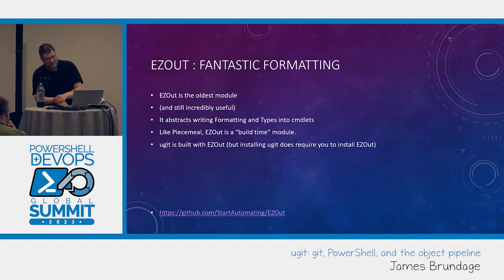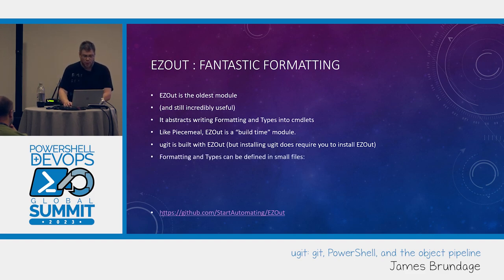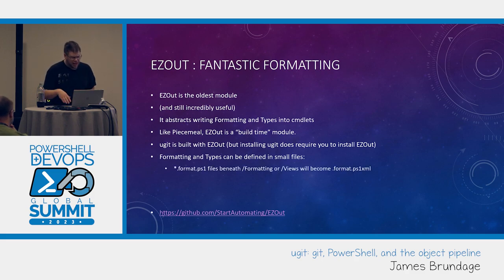Going on, ugit is built with EZOut. But installing ugit does not require you to install EZOut or Piecemeal. Formatting types can be defined in nice small files. Star.format.ps1 files beneath /formatting or views are automatically pulled up. That's it. When you write a format in there, it will realize that there's where your formatters are and it will create a format.ps1xml for you.